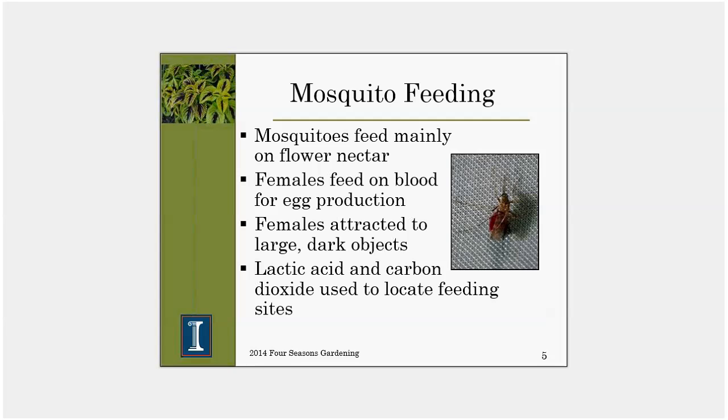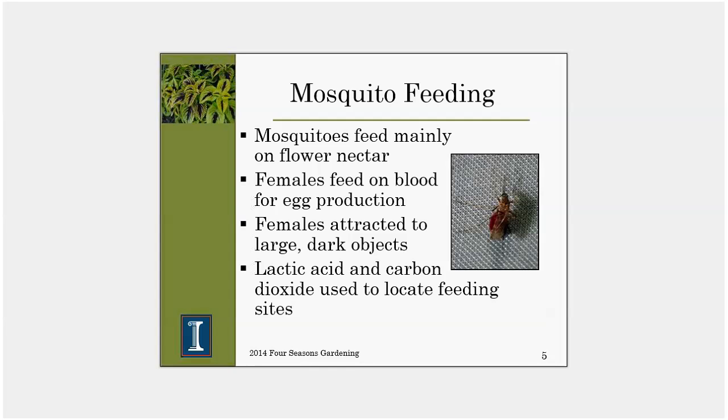The lactic acid is something that is produced associated with muscle contractions, and in fact when you exercise very heavily, my understanding is that the reason your muscles are sore is a buildup of lactic acid in your muscles. So lactic acid is produced naturally in exertion, and we exude that through the pores of our skin, as well as carbon dioxide, which is a byproduct of exertion as well, or just of living. And so mosquitoes use this to find us.